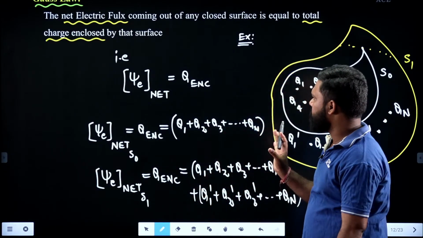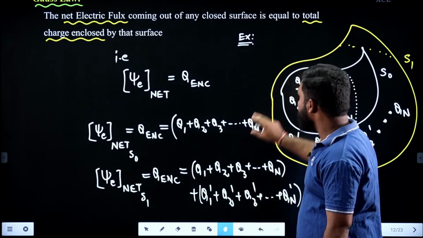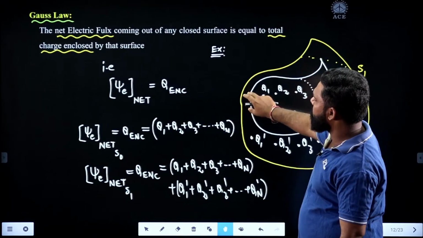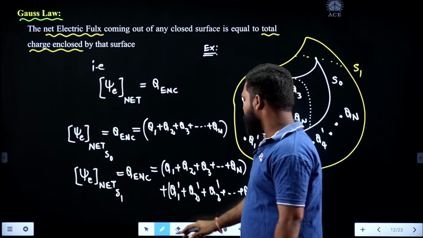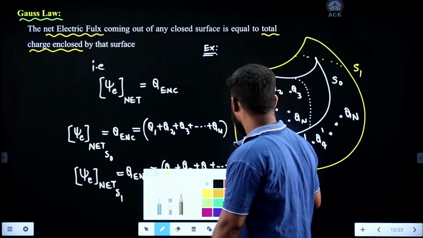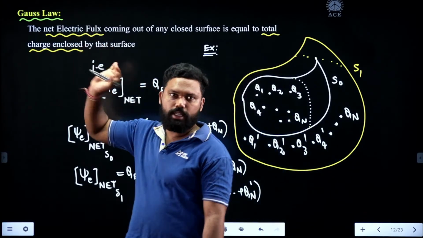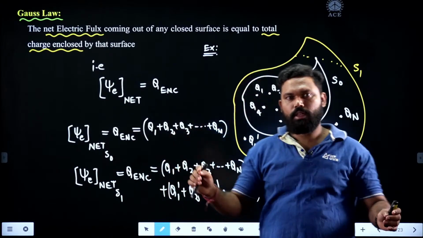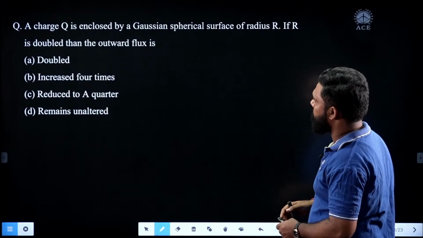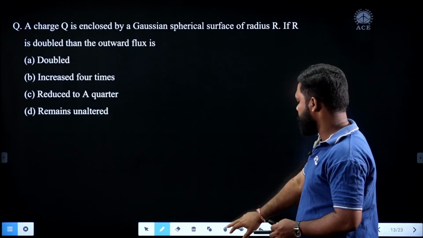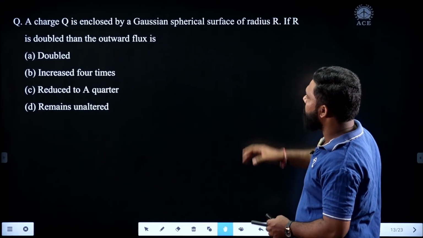Clear? Simple thing. What is the Gauss law? I will reiterate again. Just only one point needs to be remembered. What is it? Net electric flux. I have underlined that point there. Net electric flux is equal to charge enclosed. Clear? Let us take some questions here to appreciate this concept. Here is a question. Now look at this one and try to answer this.